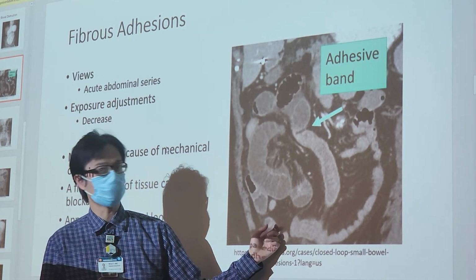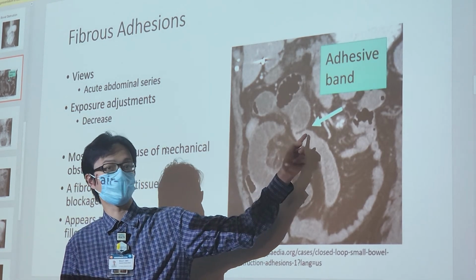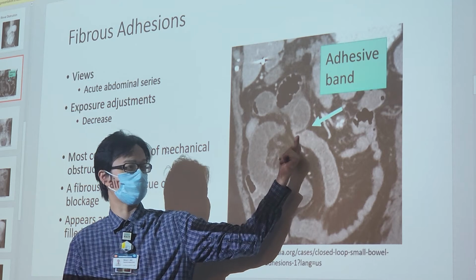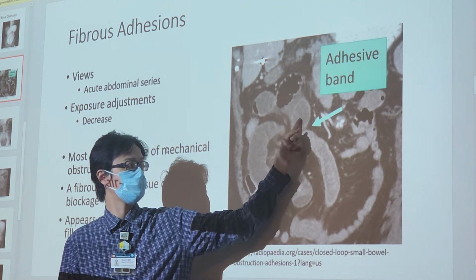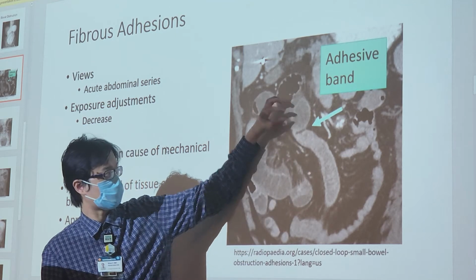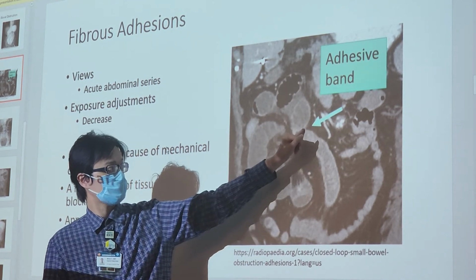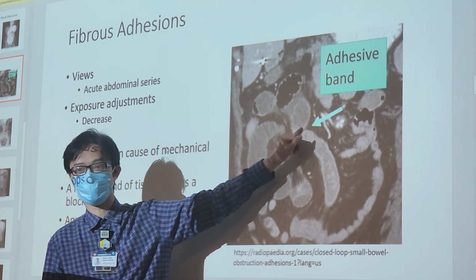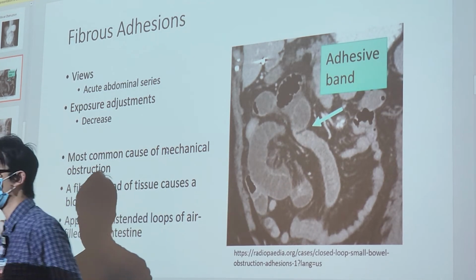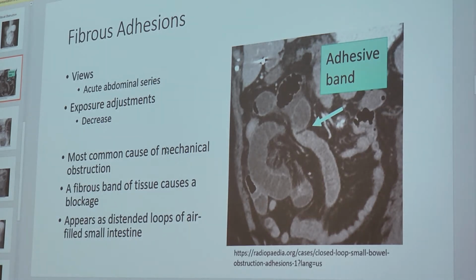The reason I have the CT scan here, not just an X-ray, is because the CT scan shows this adhesive band really well. Normally you have this colon right here, and it should look kind of even. But here you can see this dark band coming across it, showing where it's constricting the colon. So I'm just showing you what an adhesive band would look like for the anatomy.